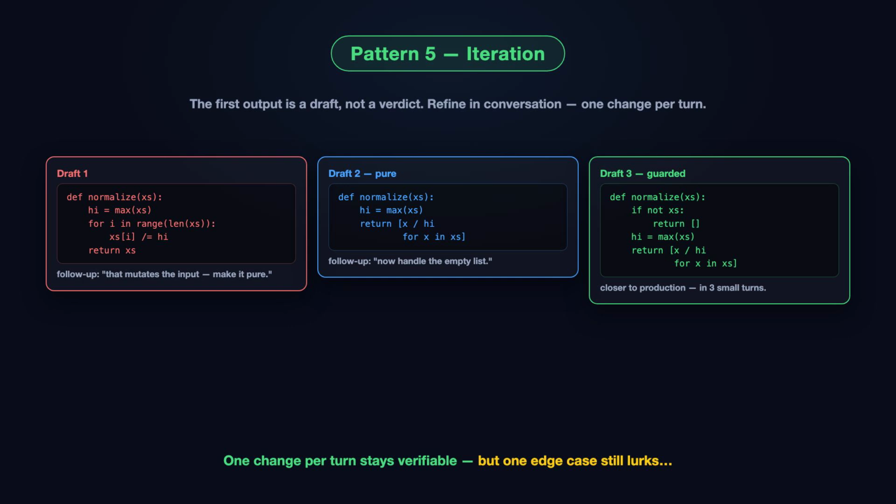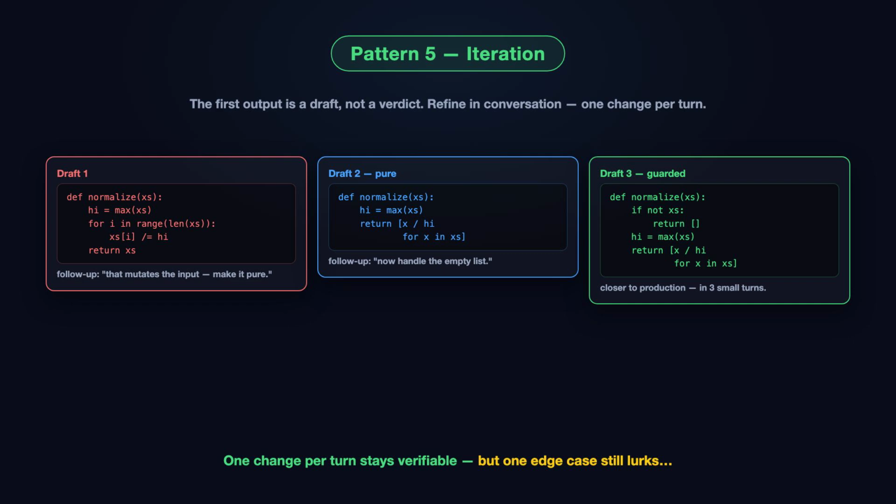I just say, that mutates the input, make it pure. And it comes back with a clean version that returns a new list via a comprehension and leaves the original untouched. One more follow-up, now handle the empty list case. And it adds the guard, if the list is empty, return an empty list.